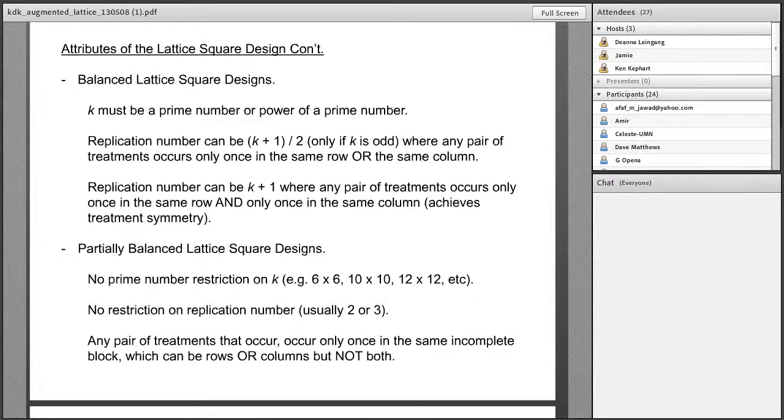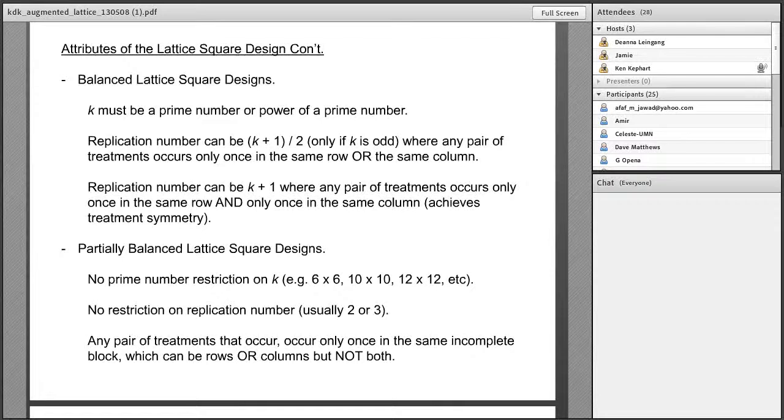The other kind of balanced design is where the replication number is k plus 1. It doesn't matter if k is odd or even. Again, it must be a prime number or the power of a prime number. I believe all possible combinations of those pairs occur, and they occur once, and only once, in the same row and only once in the same column.